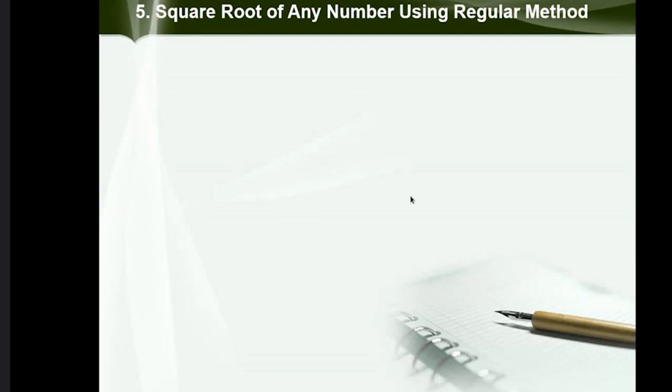For square root, there are two regular methods. The first is using the multiplier, and the second is using the division method. The third method we are going to discuss is the Vedic method, and for that Vedic method, we discuss the duplex.